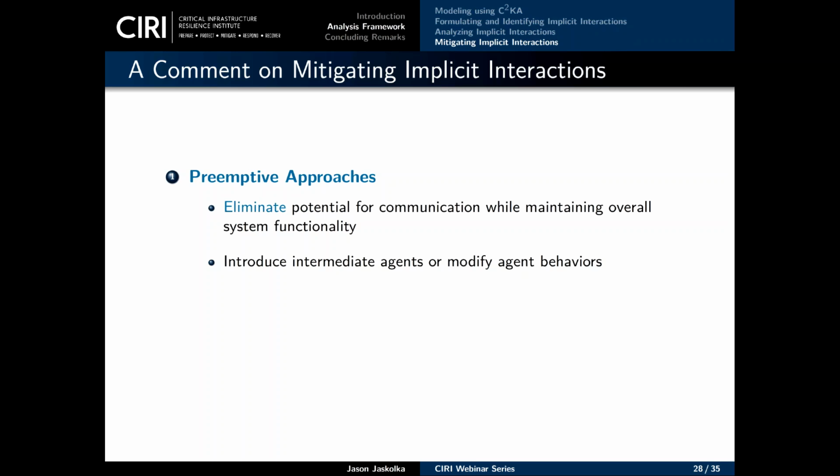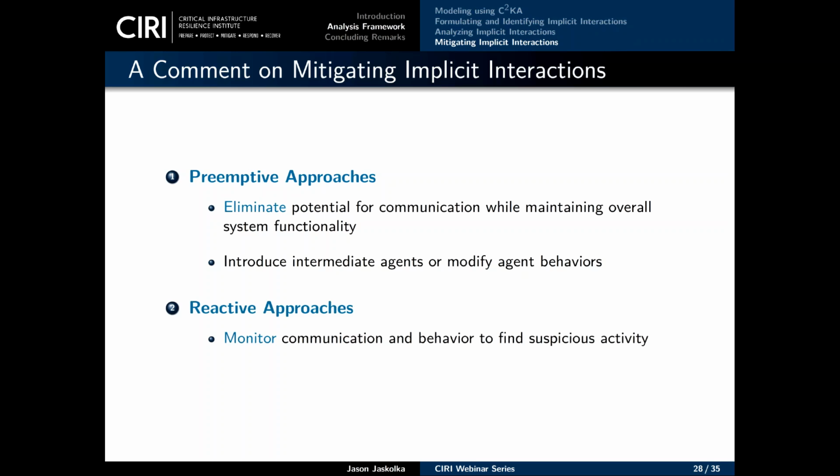So some of the ways in which you can do this is to introduce intermediate agents in the communication that decouple the communication between these two interacting agents, or you can look at modifying the behaviors of these agents so that that communication doesn't exist in the same form anymore. Often you can't do that without negatively impacting the actual functionality of the system.